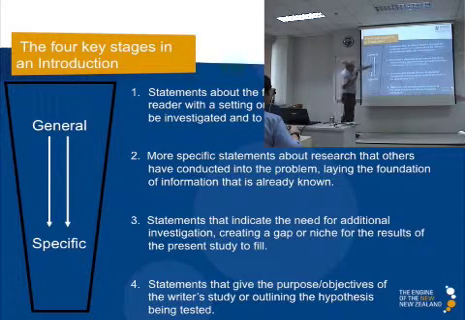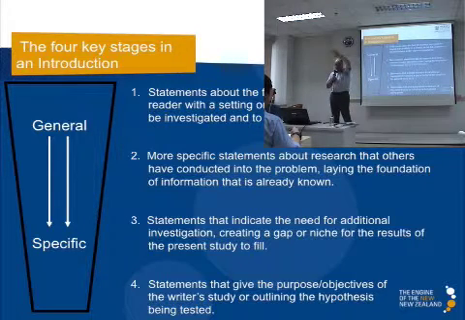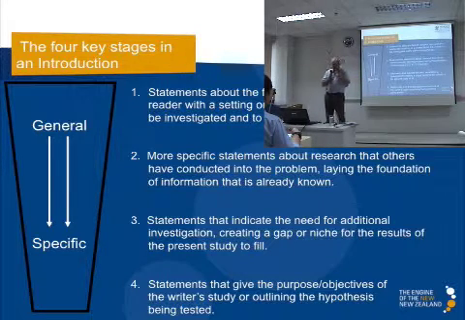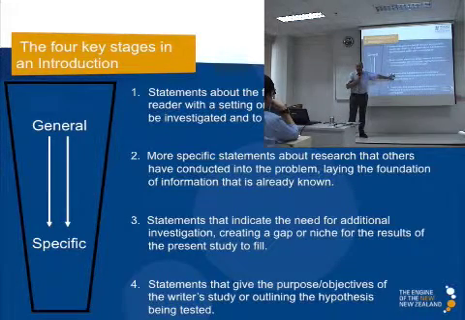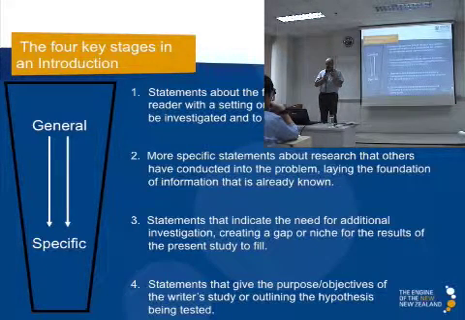Alright, so we start with a very big statement about the world. Then we do the literature review, which helps us understand what everybody else has done before us. We tell the reader what the gap is, and then we tell the reader what our aim is in this particular paper in relation to the experiments that we've done.